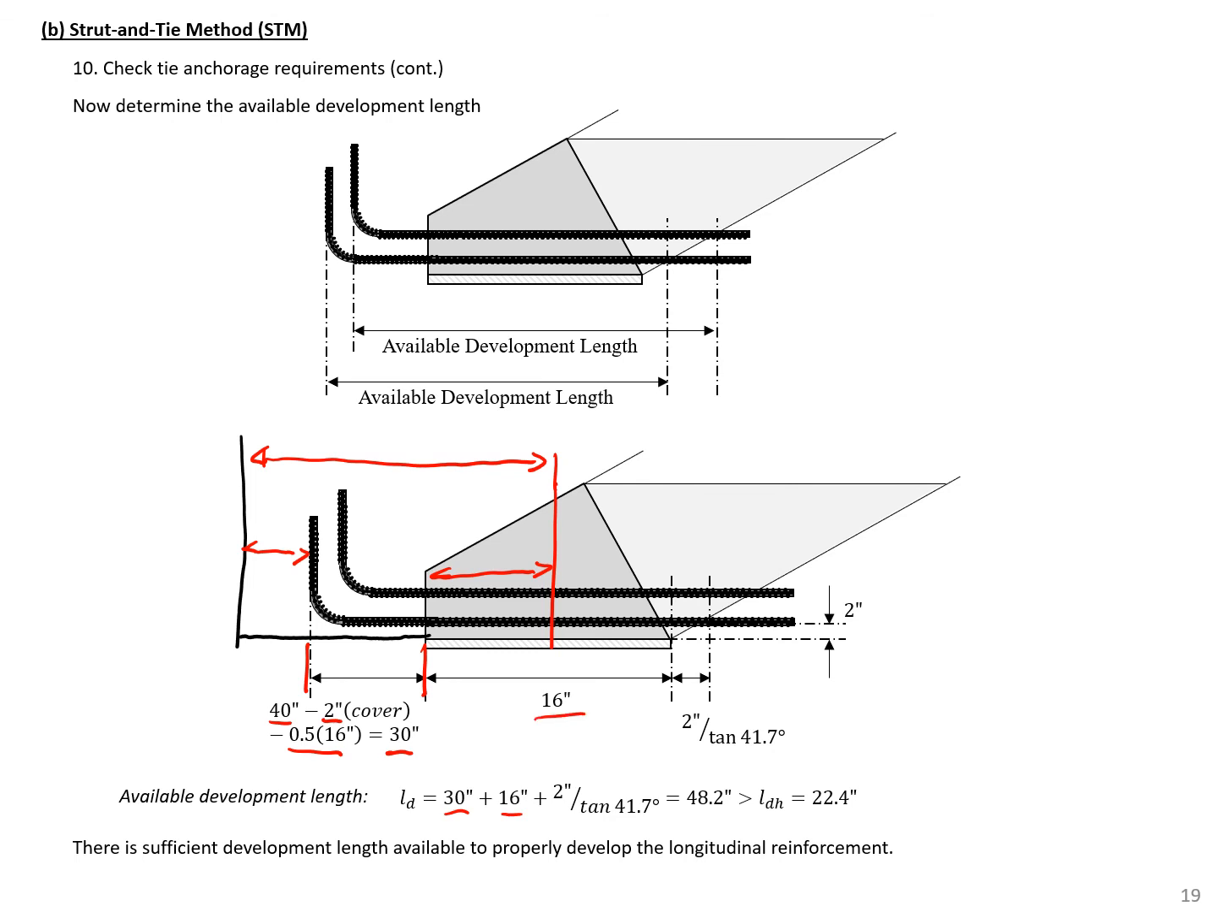plus the distance that it takes the bars to extend past or outside of this extended nodal zone. So this distance here is 2 inches divided by the tangent of our strut angle, which is 41.7 in this case. So we can find that to be 48.2, which is well above our required development length. So here we have sufficient development length to be able to properly develop our longitudinal reinforcement.